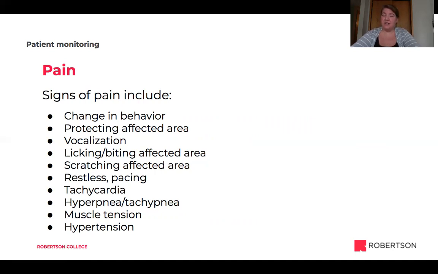If they're protecting the affected area, so holding a paw up and close to them might indicate that that paw is sore, or if they're guarding their belly after abdominal surgery. They might be vocalizing, so calling out, crying, or whining. They might be licking, biting, or scratching at the affected area. They might seem restless and are pacing and don't want to sit down in their kennels. They might have tachycardia, so a faster heart rate, or hyperpnea or tachypnea, or an increased respiratory rate. They might display muscle tension as well. For instance, if they have abdominal pain and you try to touch their belly, they tense up. And they might have hypertension, which is high blood pressure. So any of those things would count as signs of pain.